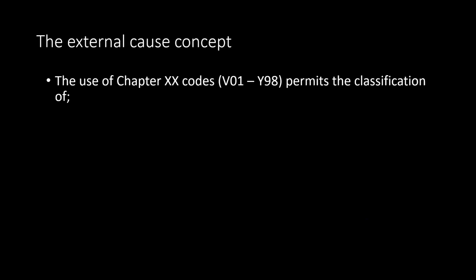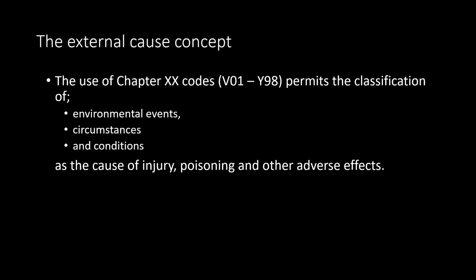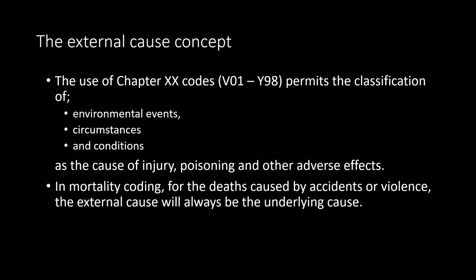Further explaining the external cause concept, the use of Chapter 20 codes V01 to Y98 permits the classification of environmental events, circumstances, and conditions as the cause of injury, poisoning, and other adverse effects. In mortality coding, for deaths caused by accidents or violence, the external cause will always be the underlying cause.